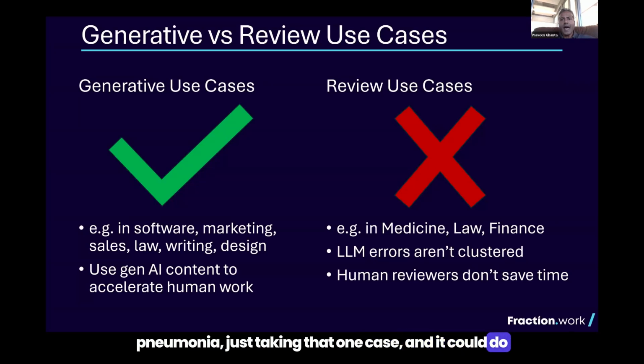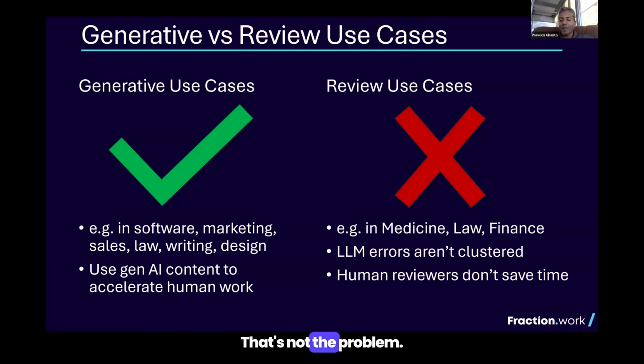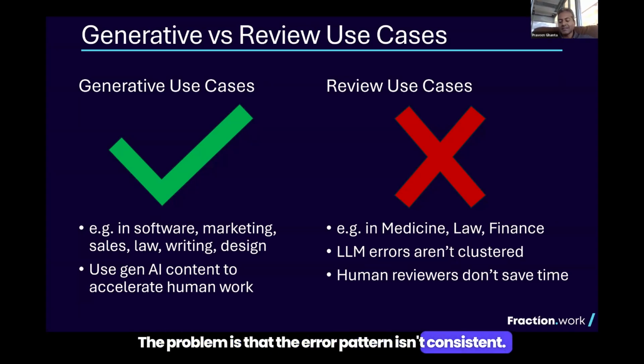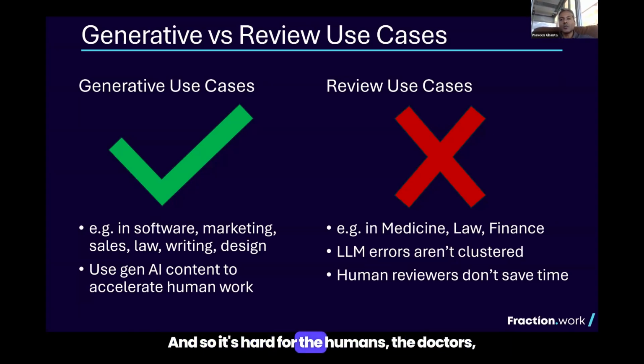And it could do that more accurately than radiologists. By the way, maybe a lot of radiologists aren't willing to admit it, but that's actually already more or less exists. That's not the problem. The problem is that the error pattern isn't consistent. And so it's hard for the humans, the doctors, the radiologists, to know when they can trust the model and when they shouldn't trust the model.